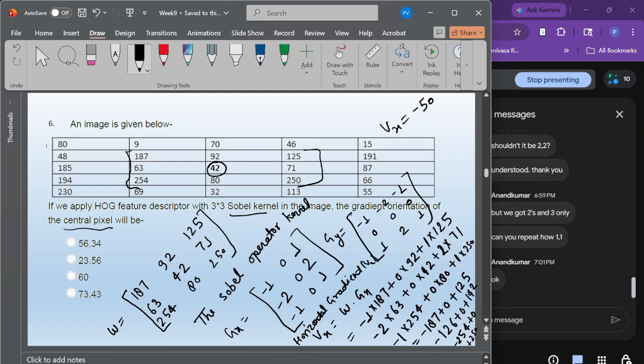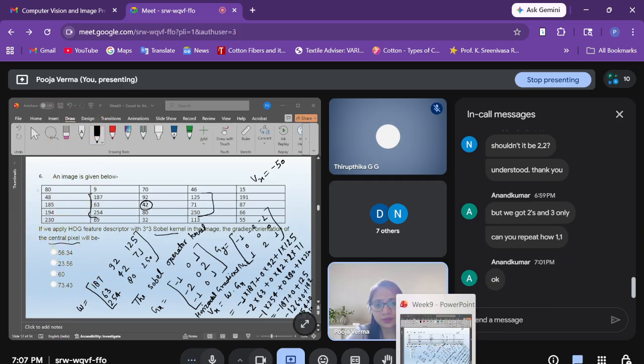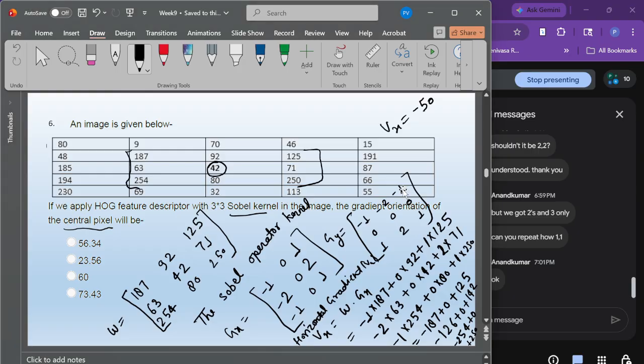Is it fine to all of you? Horizontal gradient, how we have calculated it? Okay, now similarly you have to calculate the vertical gradient as well. So similarly we need to calculate the vertical gradient. I'm just removing this from here.